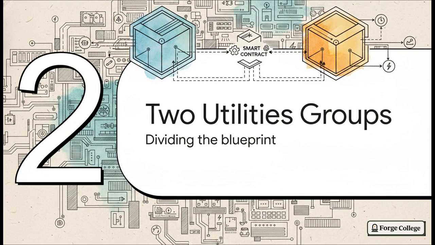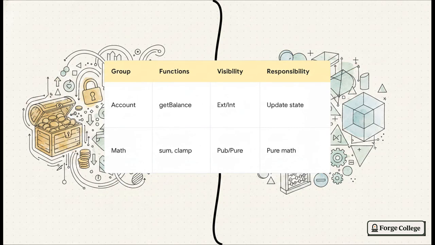So moving on to part two, the two utilities groups. Let's divide up this blueprint. To show you exactly how this works in practice, let's look at a master schematic. Notice how clearly we're dividing responsibilities here. Over on one side, we have our account utilities. This group handles stuff like getBalance and depositTo. It uses a mix of external and internal visibility, and its one and only job is reading and updating per-address balances, so it's very state heavy.